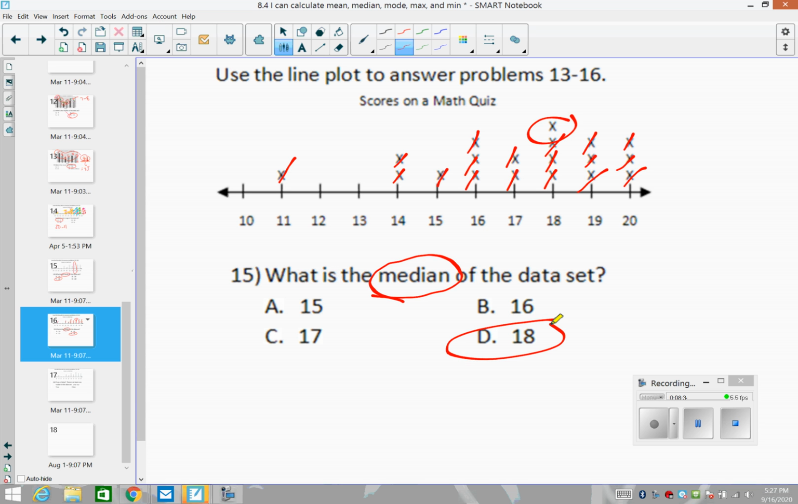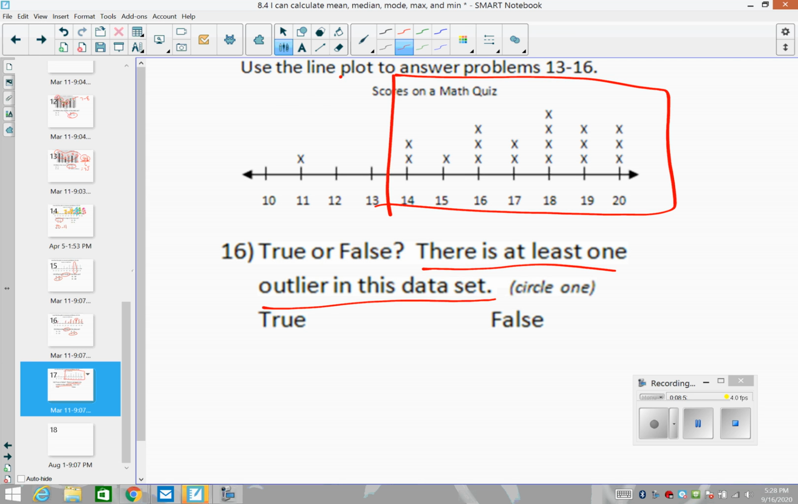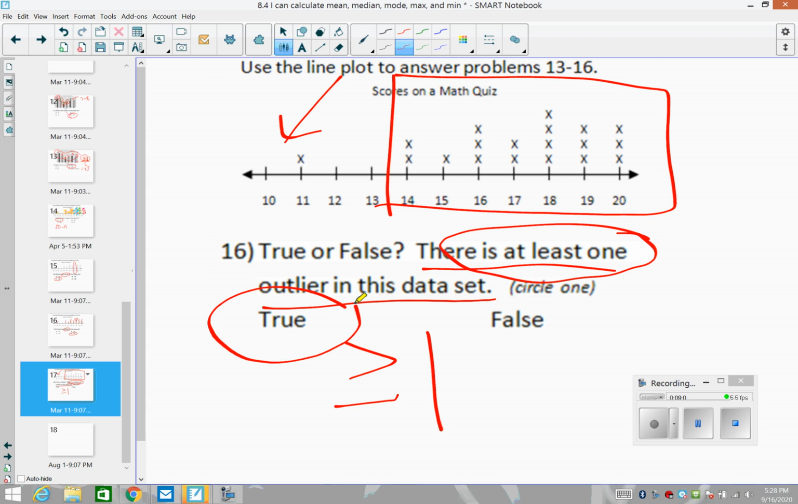I'm going to verify 1, 2, 3, 4, 5, 6, 7, 8, 9, 10, 11, 12, 13, 14, 15, 16, 17, 18, 19. Okay, good. And then true or false, there is at least one outlier in the data set. So these all kind of trend together. This would be considered our outlier, and at least one means there's greater than or equal to one that just doesn't fit in, and we would say true. That is definitely true. There is an outlier.